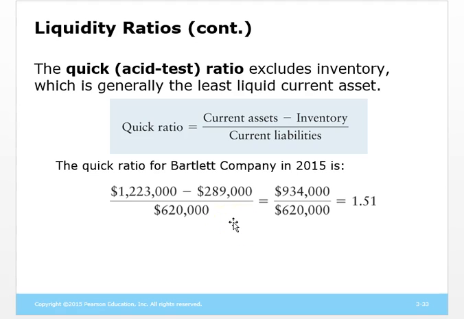Okay, the quick ratio. I'll calculate the quick ratio for McDonald's. We're looking again at current assets, so that same current assets minus inventory, divided by current liabilities.